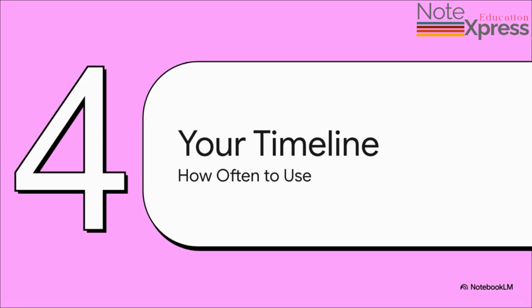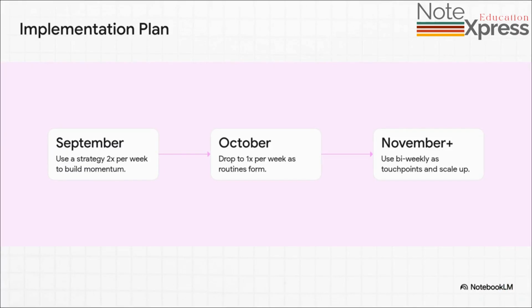Okay. So we've got 3 really powerful strategies, but the big question is always, how in the world do I fit this into my already jammed schedule? I get it. So let's look at a simple timeline that makes this feel totally doable. Here's a simple plan. When you start the school year in September, try to use one of these strategies twice a week. That's going to build momentum and get the routines down. By October, when the kids know the drill, you can drop it to once a week. And then from November on, you can just use them as bi-weekly touch points to keep things fresh. It's all about building a sustainable habit, not burning yourself out.